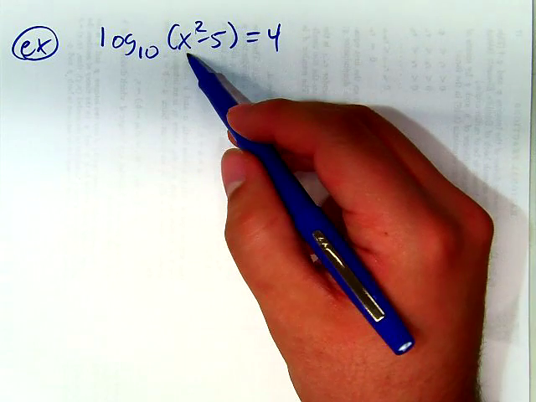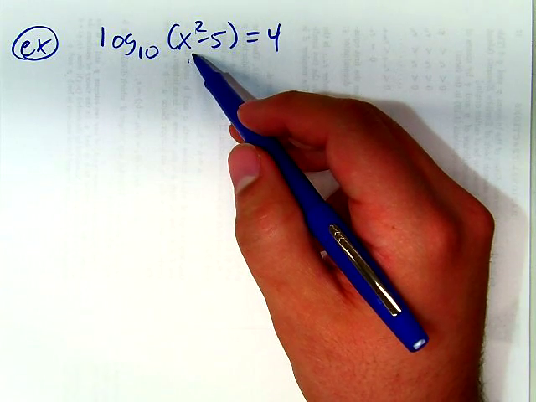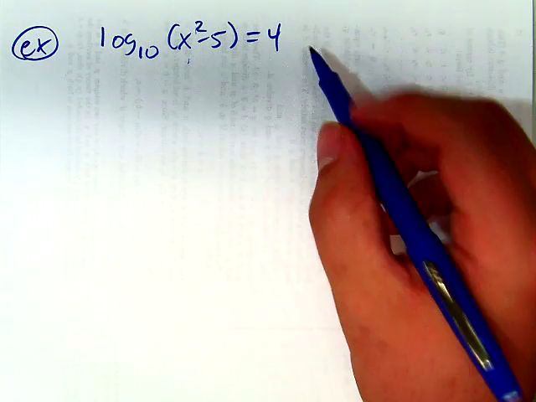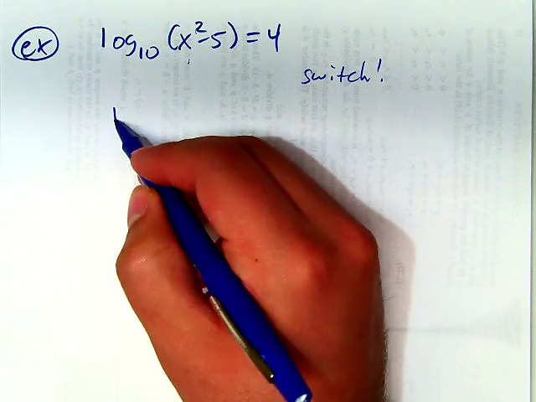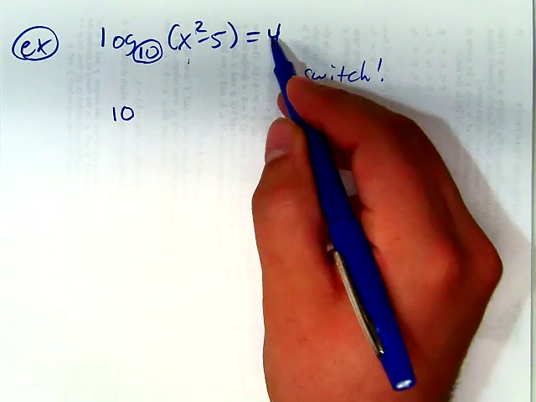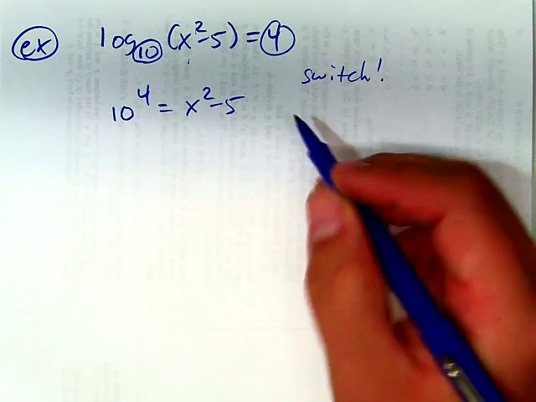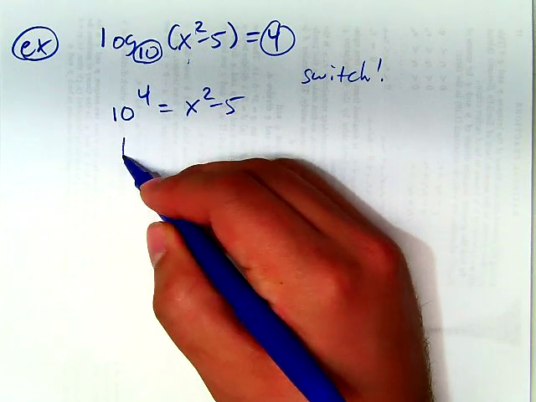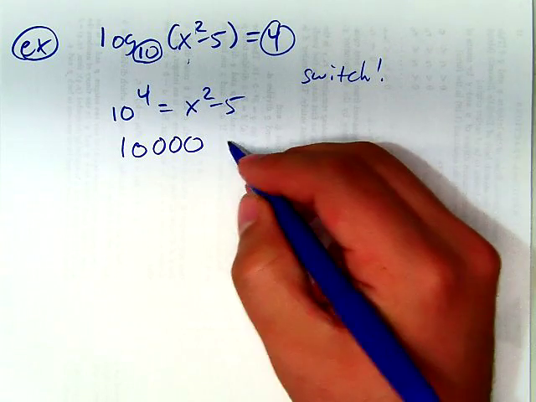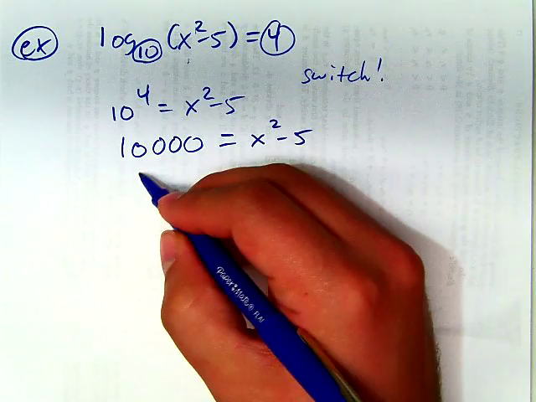So if we're trying to get x alone, I'm already stuck. What do we do when we're stuck? We switch it to exponential. So we're going to switch it. The base here is 10. The exponent is 4. And that's going to equal x squared minus 5. 10 to the 4, that's going to be 10,000 equals x squared minus 5. Add 5 to both sides.